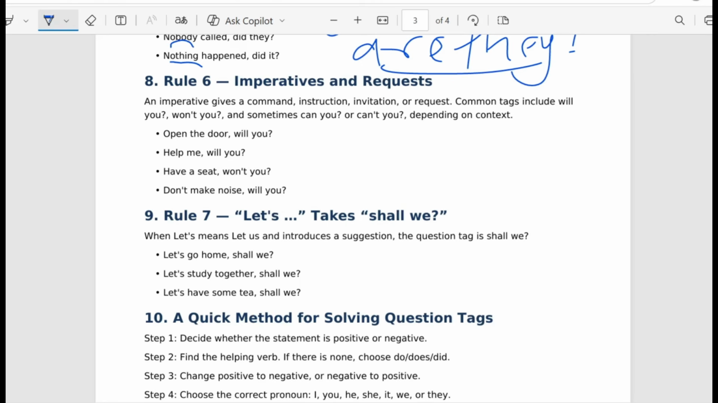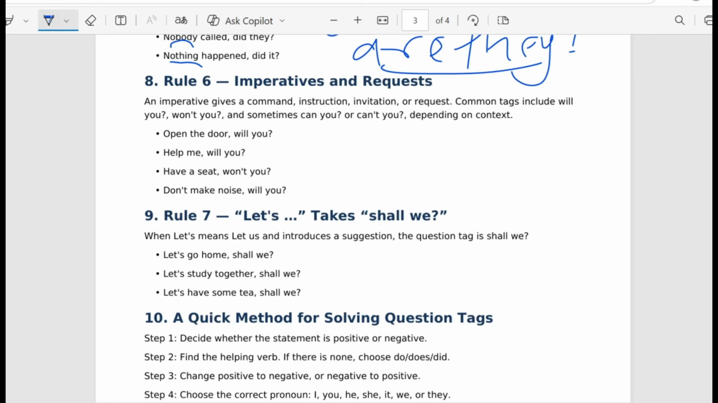Let's text, shall we? When let's means let us and introduces a suggestion, the question tag is shall we. Let's go home, shall we? Let's study together, shall we? Let's have some tea, shall we?